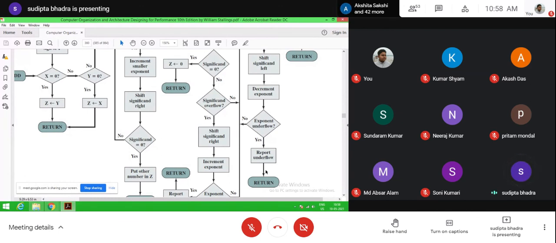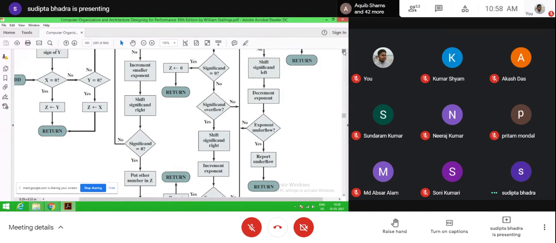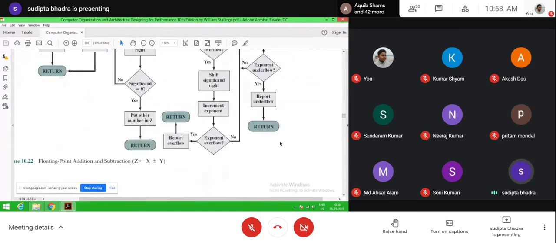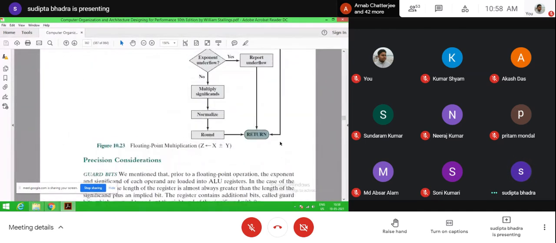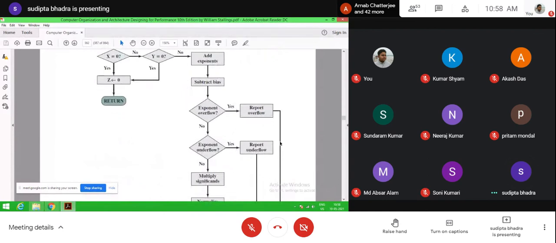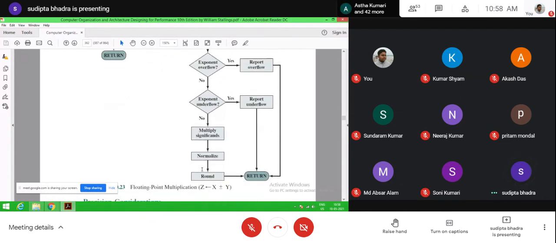So based on this significant overflow and significant underflow, exponent overflow and exponent underflow happen. Now in case of multiplication and division also, we first check whether there is any exponent overflow or exponent underflow, and only then do we do the operation.